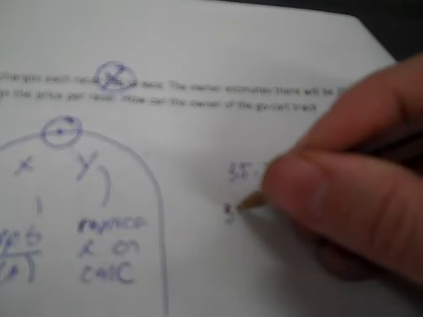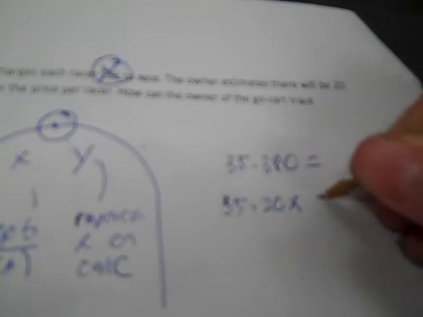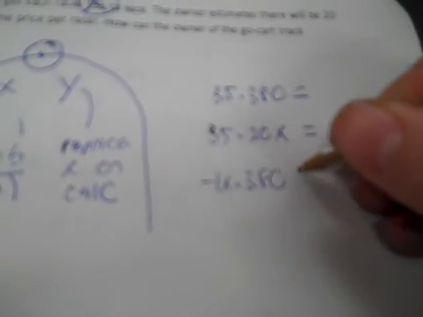Okay, so multiply positive 35 times positive 380, and then positive 35 times 20x. Okay, that takes care of that. Now, negative 1x times 380, and negative 1x times 20x. 1, 1, 1, 1. So 35 times 380 is 13,300. Okay, no X's on that one.